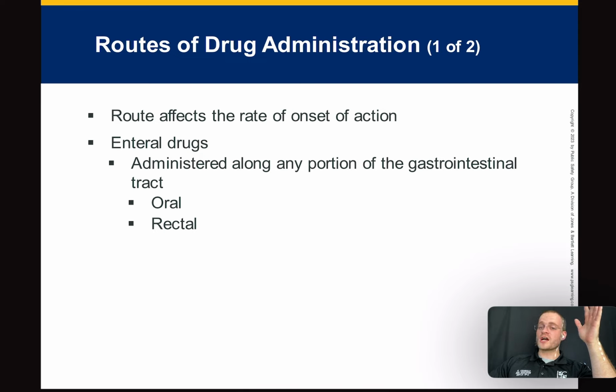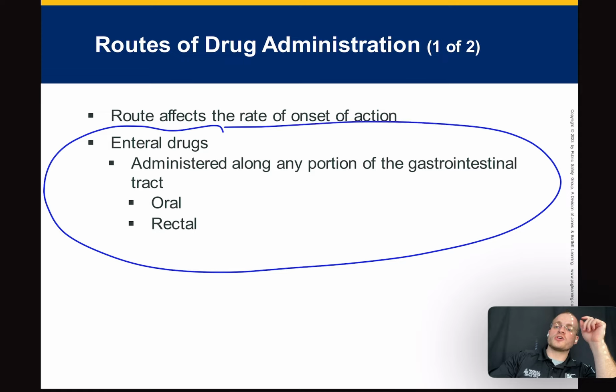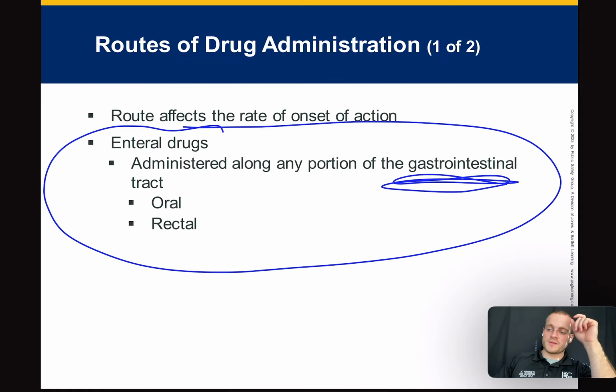Enteral drugs are drugs that go through the GI tract. Test question: enteral drugs are drugs that go through the GI tract, any portion of it. So it could be mouth to anus, anywhere in between, through a PEG tube, through a G tube, through a colostomy bag, doesn't matter. Mouth to anus, any part of it. So it could be oral or rectal.